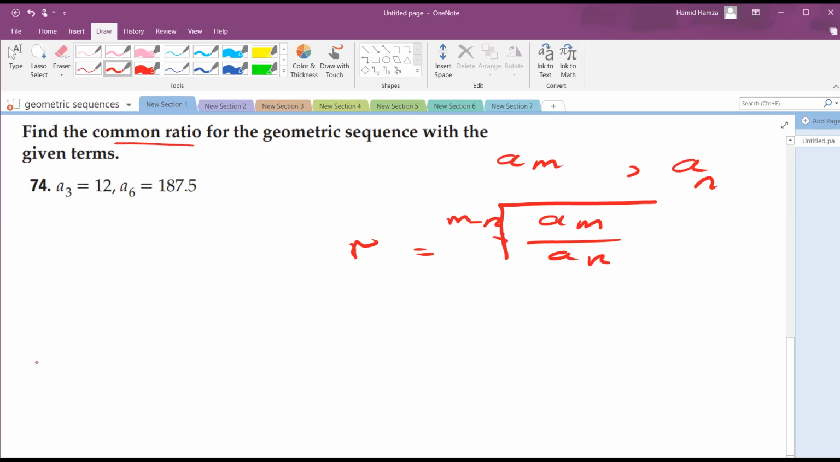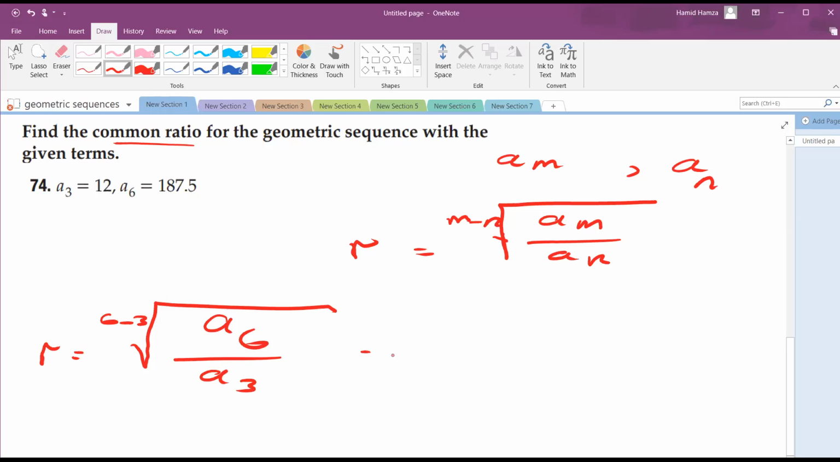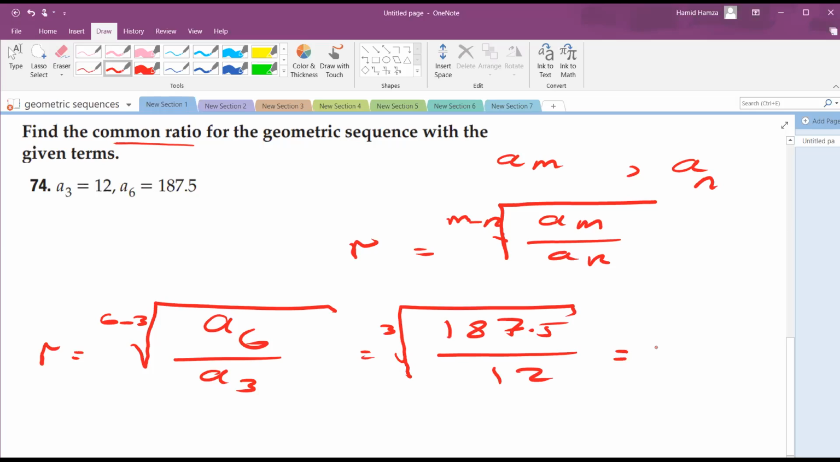So in this case, R will be equals root A6 over A3, and the index of the root is the difference between their order. So 6 minus what? 6 minus 3. That means cubed root of A6, in this case, which is 187.5, divided by 12. So when one of you has the calculator, just calculate it and give me the answer.